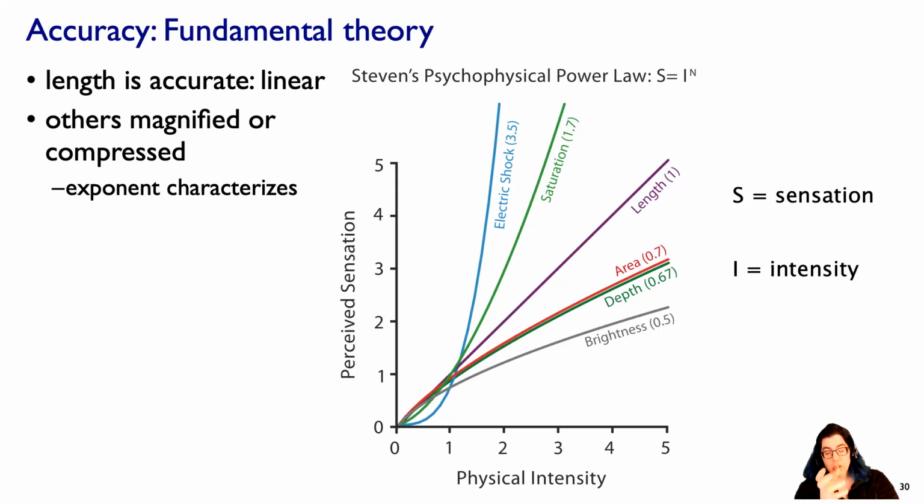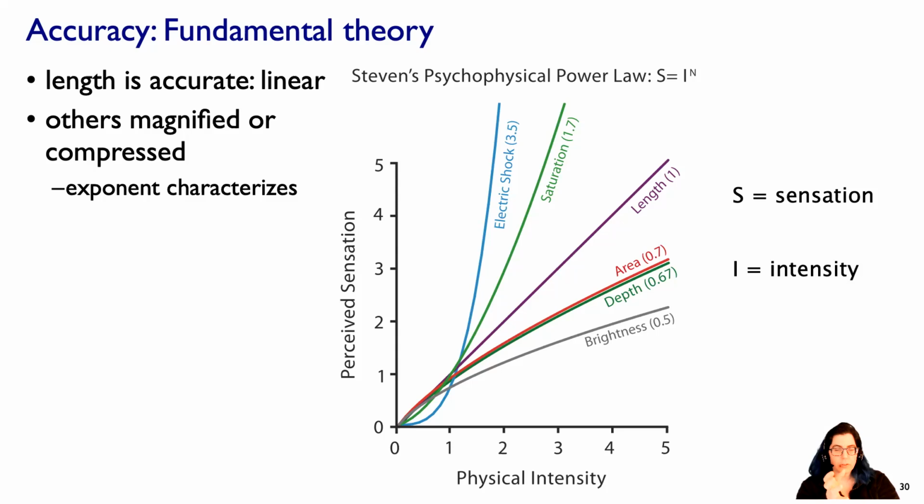And which modality you're responding to, it's going to have a different exponent. So they're always going to be on one of these power law curves, but some of them are in fact perceived very, very accurately, specifically length. It's got that exponent of 1, right? So the sensation is intensity to some value. So length is linearly perceived. So you're really, really able to decode length without distortion.